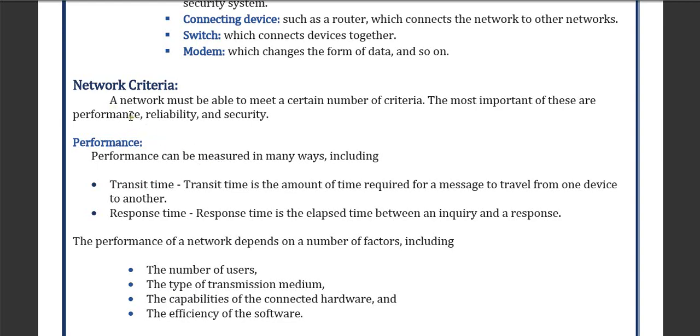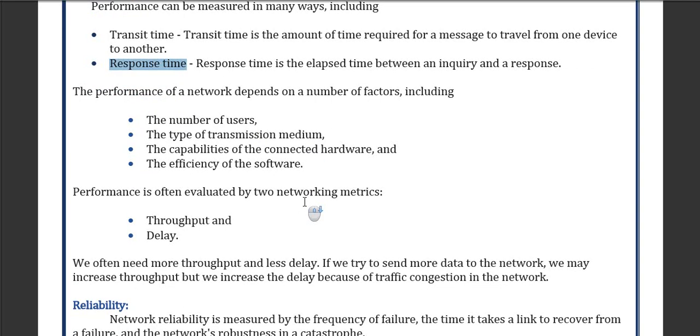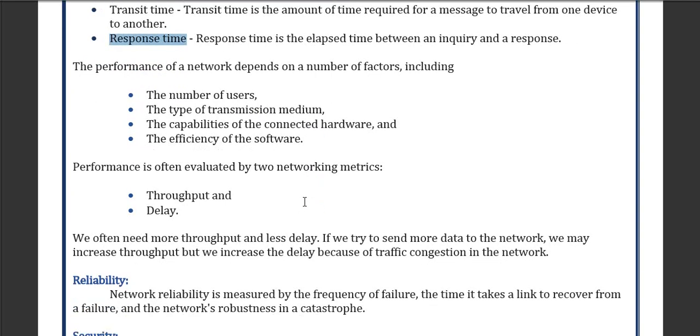Network criteria. A network must be able to meet a certain number of criteria. The most important of those are performance, reliability, and security. Performance: there should be a transmit time. There should be a fixed time for transmitting the data, and there should be a response time to get the response from the data. You can also have the throughput and the delays.